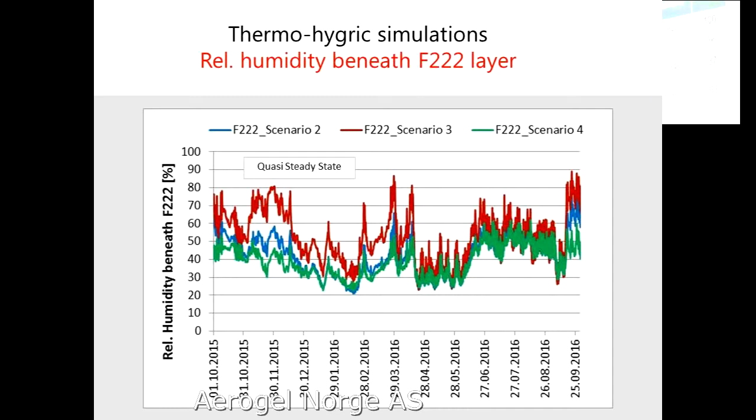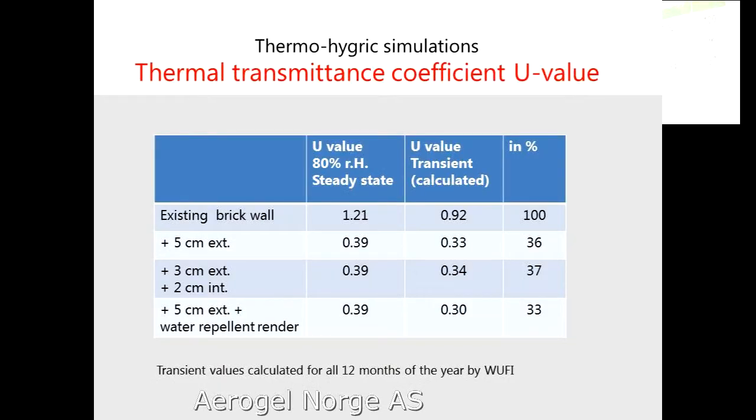Now, we have also shown here the thermal transmittance coefficient, the U value. Normally when we speak about U value, it's a steady state U value which doesn't take into account moisture effects. It's a dry value based on calculations or on measurements in a hot box. But when you make a thermohydric simulation, you also take into account the influence of the moisture, because when the moisture starts to rise, the thermal conductivity rises with it.